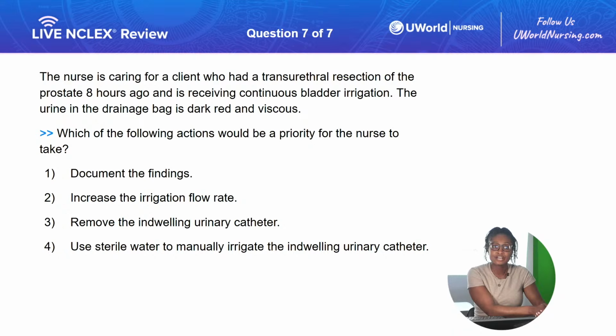Option 1, document the findings. Option 2, increase the irrigation flow rate. Option 3, remove the indwelling urinary catheter. And option 4, use sterile water to manually irrigate the indwelling urinary catheter. Let me know what you guys think in the chat. And we'll go from there.